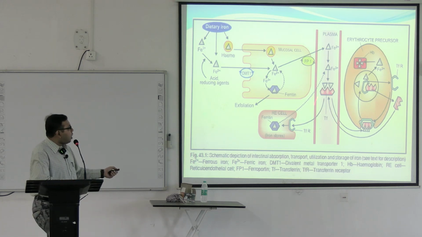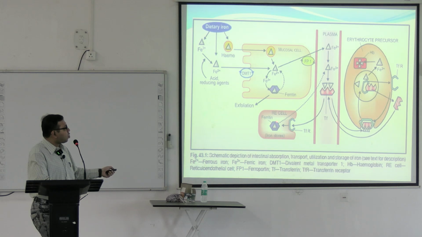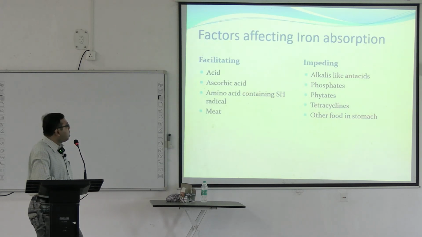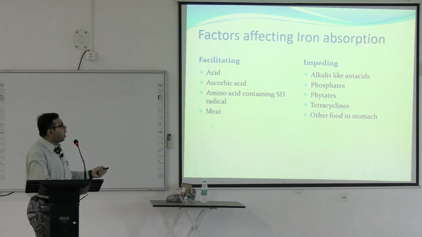So you can see transferrin goes to the reticuloendothelial cells like liver and spleen, where it can be stored as ferritin. In the erythrocyte precursors, it goes inside the hemoglobin as the ferrous form, and ultimately hemoglobin and mature RBCs are formed. So this is how iron absorption happens in short. Okay. So, the same thing, factors affecting iron absorption.